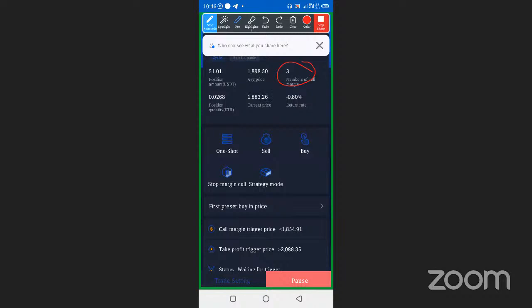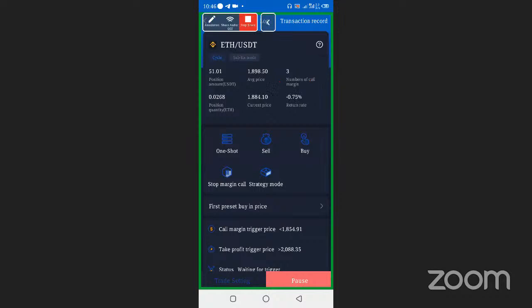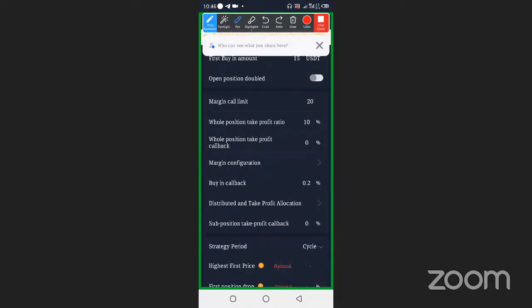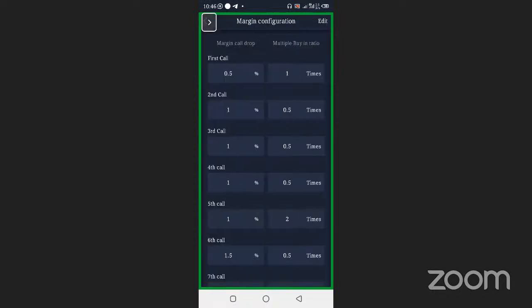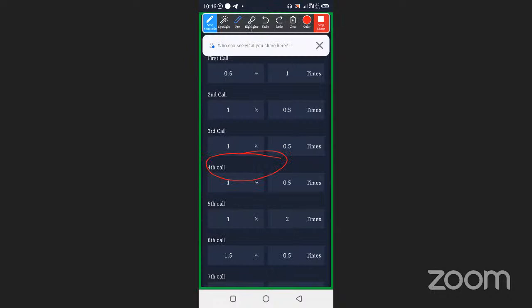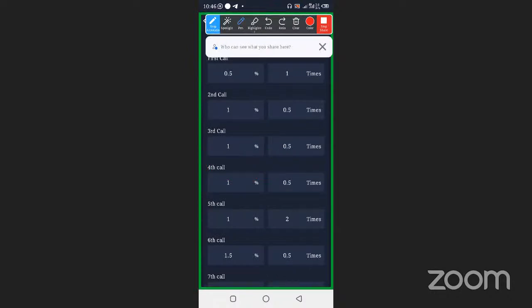However, you can still persist on the 4th call by coming here to the trade settings and adjusting the margin call drop. You just come and touch here. If you don't want it to make the 5th call, or you want it to take a while before it makes the 5th call, tap on the margin configuration and increase this margin call drop percentage, this one for the 5th call. Increase it to a bigger figure, maybe to 5 or even 7, so that it remains at the 4th call and, if possible, changes direction and begins moving up, and then closes that trade in profit.